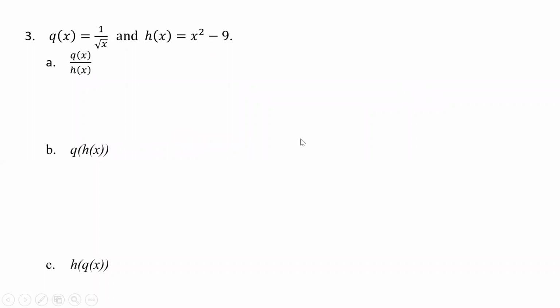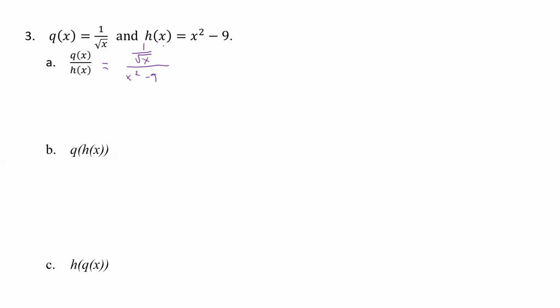All right, so now we're going to do a couple of combinations. We're going to have this q of x divided by h of x. We're going to have q of h of x, a composite that way. And then we're going to do the composite the other way, h of q of x. All right, so let's write these out. What is q of x? Well, q of x is 1 over the square root of x, divided by h of x, which is x squared minus 9.